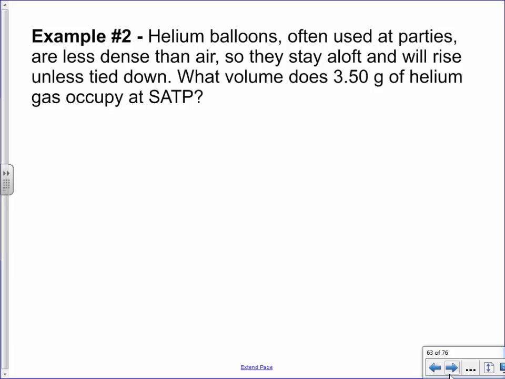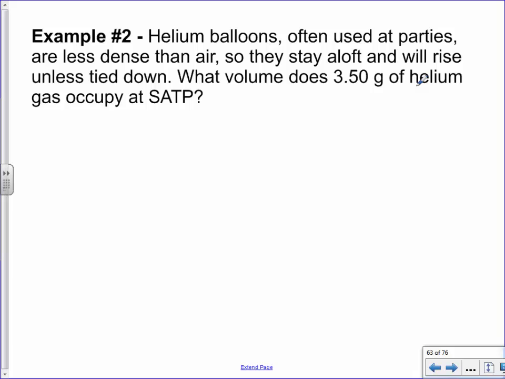You guys know helium? You breathe it in, it makes your voice all high. That has to do with the fact that it's way less dense than air. It just changes the way your vocal cords work. We put it in balloons. So let's say that you have 3.50 grams of helium. My question might be then, how much space will it require?